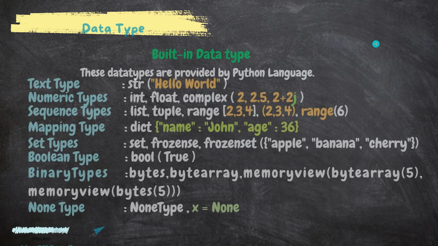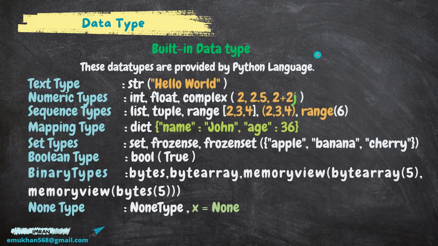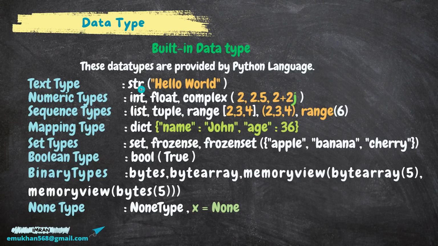I hope you understand. So, at a glance, built-in data types are the data types provided by Python. Text type, numeric type. Under numeric types, what do we have? Integer, float, complex. Sequence types: we have list, tuple, range. I have given some examples. Mapping type: dictionary, I have given an example here. You can see set types: set, frozenset.